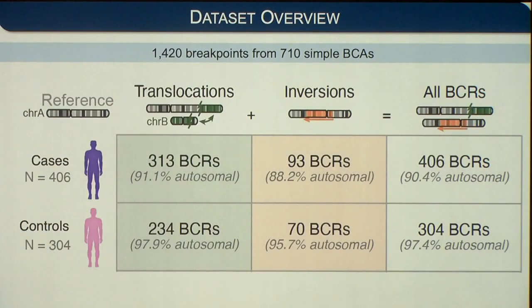So these efforts have resulted in over 1,420 breakpoints from 710 individuals. When we break this down, we have 406 cases, which represented about a 50% increase in our cohort size compared to our previous study, despite the fact that we threw out all of our complex rearrangements. And we also have, for the very first time, a cohort of controls with sequence-resolved BCA breakpoints.